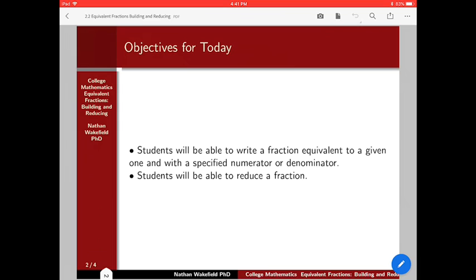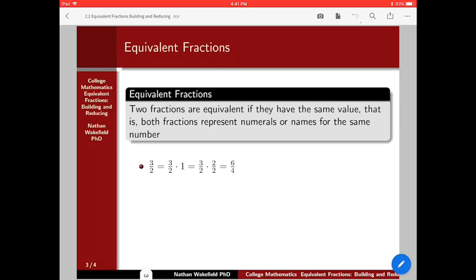You can see that there's only 4 slides, and the first was a title slide, and this one is the objective. So there's only really 2 main points out of this, but these 2 main points are very valuable for you to understand. We're going to call 2 fractions equivalent if they have the same value. So equivalent fractions are fractions which represent the same number or the same value.